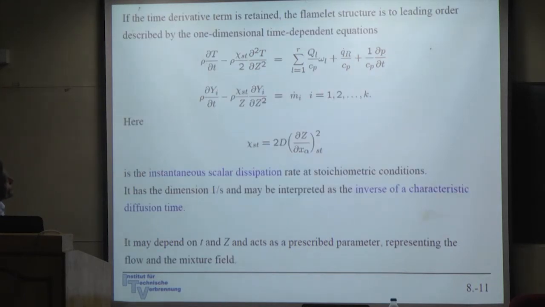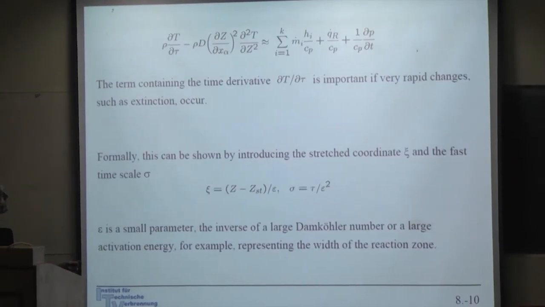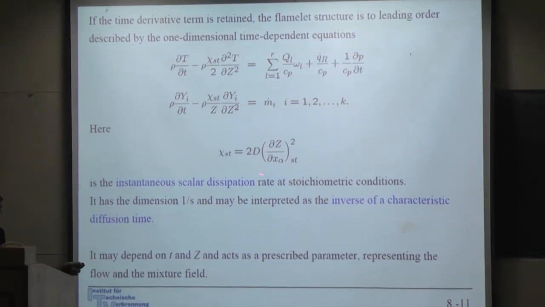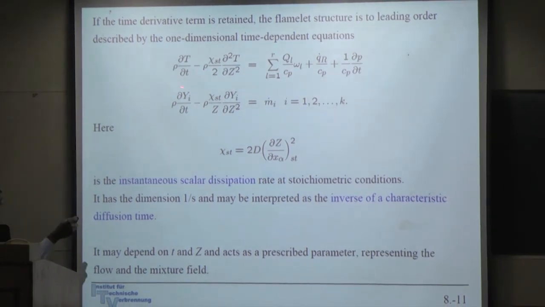Okay, so now you define a quantity called the scalar dissipation rate, which is this. So now the equation which I had here can be written in terms of the scalar dissipation rate, in this particular form. So that's the so-called flamelet equations. The temperature is written in terms of this quantity Z, which is the mixture fraction. An important term is the scalar dissipation rate that appears, which is the inverse of the characteristic diffusion time.